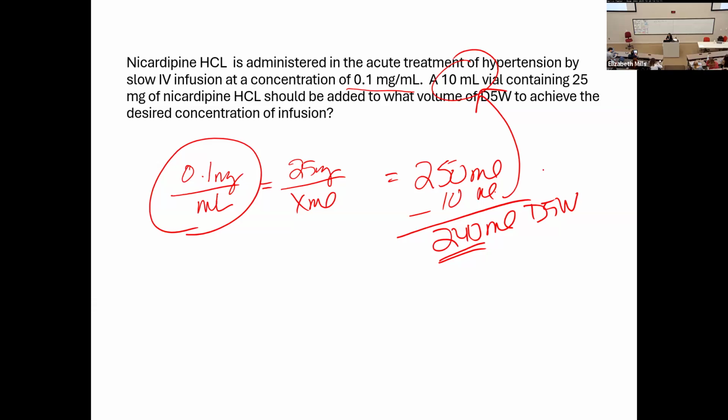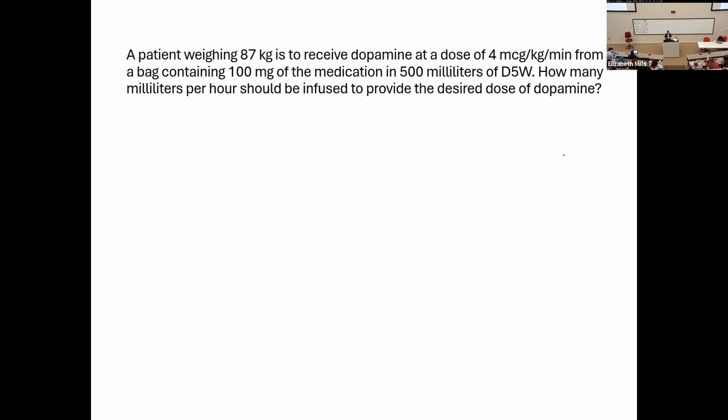If you had a question like this, I would probably give you a hint to make sure you are accounting for all of your volumes for your final answer. Does that make sense? We want to try to keep the final concentration the same if possible, especially when we're looking at really small concentrations like 0.1 milligrams per mL. All right, let's move on to the next one.